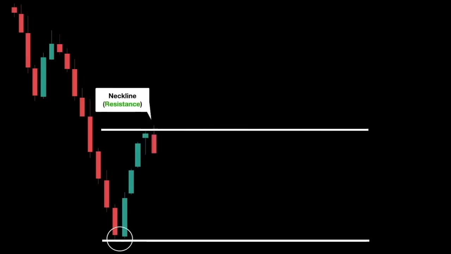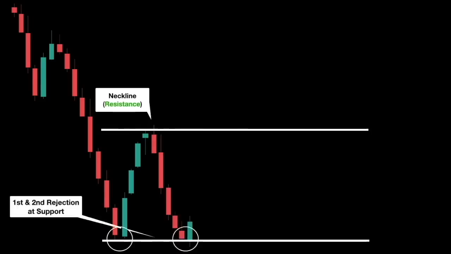Price proceeds to the downside until it's rejected by a first support level, creating the first bottom of the pattern. Then price pushes back to the upside and is rejected at the resistance level, creating a range of consolidation. Price then pushes back to the downside at the support level, creating the second bottom. The second bottom gives us a first good confirmation of a strong key level and bullish momentum. When we have a clear price action confirmation, we can enter a first trade.